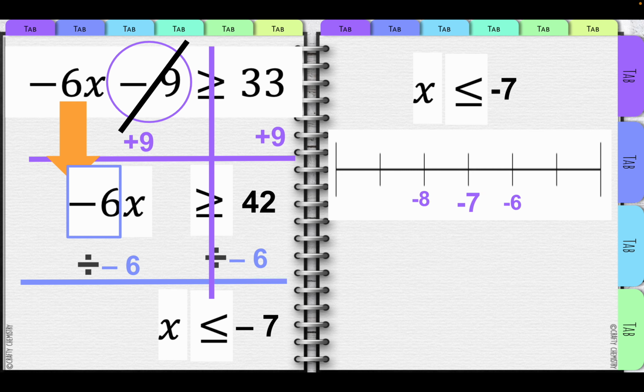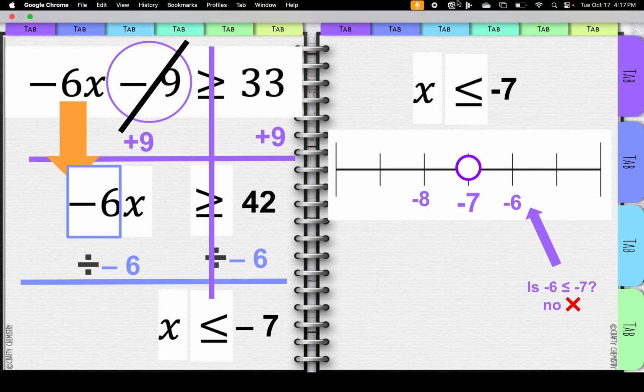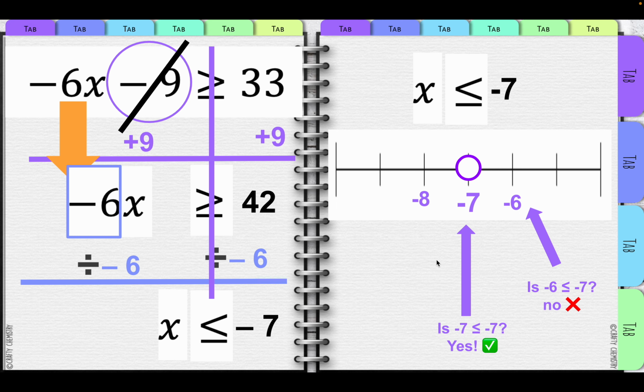All right, so to graph it, we put negative 7, 1 to the left, 1 to the right. Put our circle on negative 7. We think about our test points. Is negative 6 less than or equal to negative 7? It's actually less negative, so it's going to be greater than that. So I don't get to color that. Negative 7 is equal to negative 7, so I get to color that in. And negative 8 is less than negative 7, so I'm going to get to color that in. Since this was equal, I get to color it in, and I'm going to draw my arrow that way.